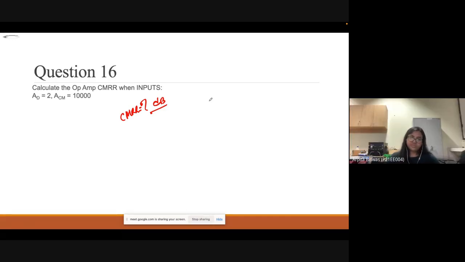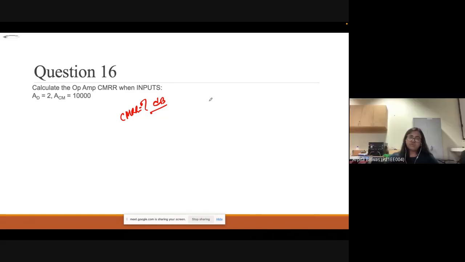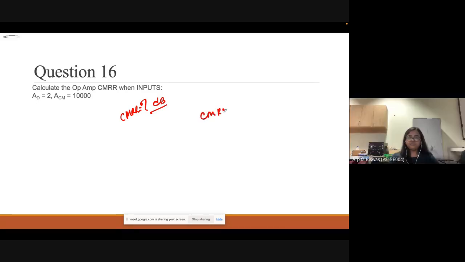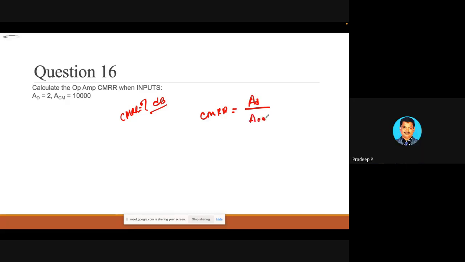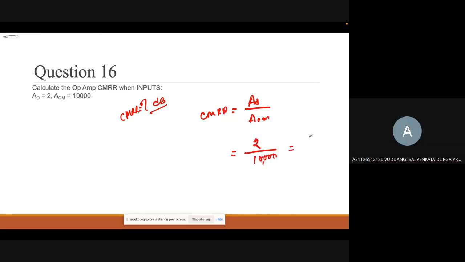Tell me what is the right answer. What is the formula for CMRR? AD by ACM. Yes. AD is 2 by 100, ACM is 2 by 10,000. So what is the value? 1.2 decibels, ma'am.